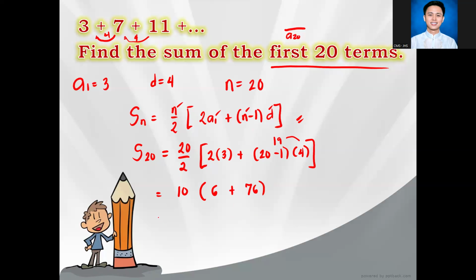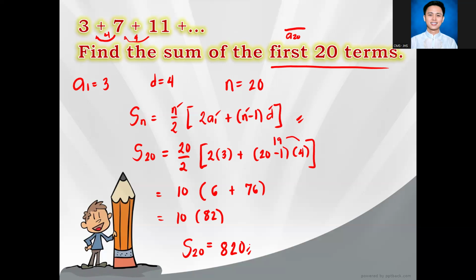We can now solve for this. So we'll have 10 multiplied by 76 plus 6 is 82. And then multiply 82 by 10, that's 820, right? So the sum of the first 20 terms for this given sequence, 3, 7, 11, up to the 20th term, is 820. Clear. So this is how you analyze whether to make use of Formula 1 or Formula 2. It depends on the given, right? In this given, we don't have the last term, so we can make use of formula number 2.